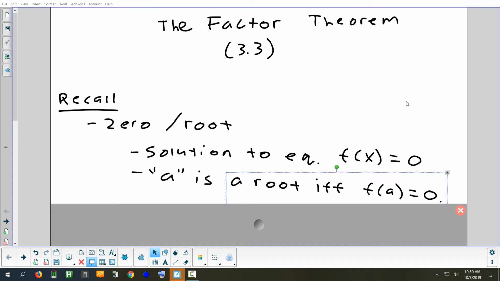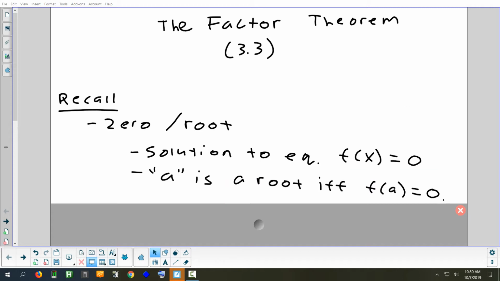So this last one basically says, if a number is a root, then you can plug it in and get 0. Or you can say, if you have a number that you plug in and get 0, then that number is a root. So you can read that statement forwards and its converse. They're both true. Okay, that's IFF.